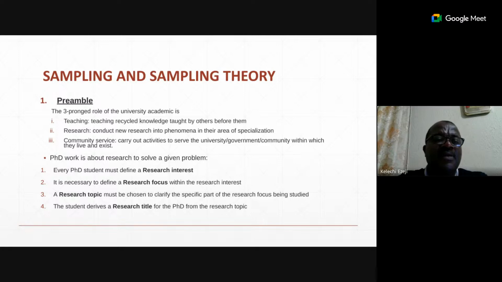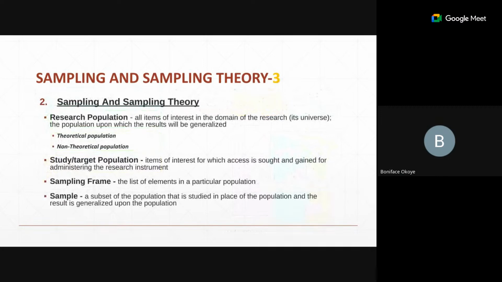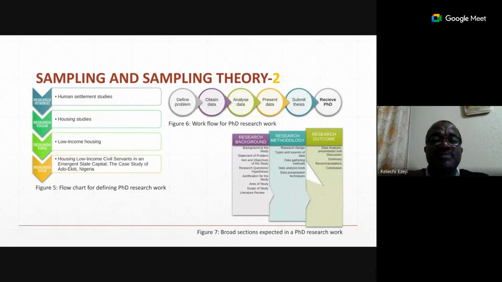Okay, so it's important that we're able to, from all of this, let me come to an illustration of what I'm about. If you look on your screen, I've tried to project the first diagram on the left, the breakdown. The first statement on top, and you see the arrow going down, it's about human settlement studies as a research interest. Then within that human settlement studies, we're talking about housing studies as a research focus, because there are different kinds of human settlement studies anyway, but as a research focus, we could be talking about housing studies.